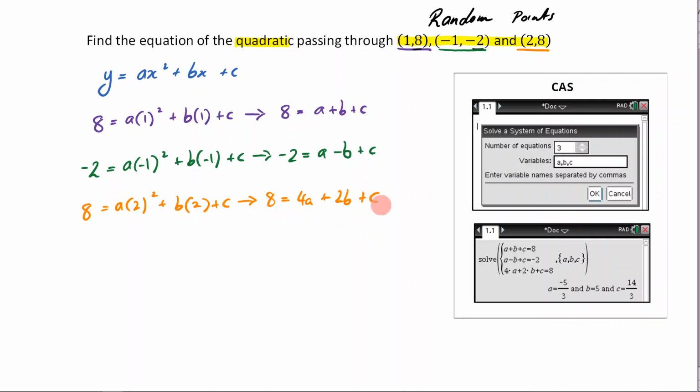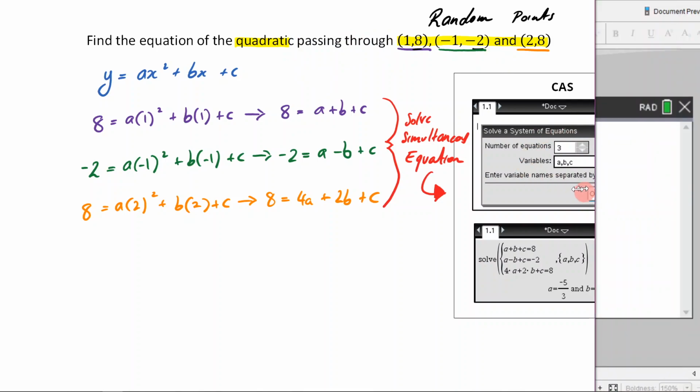Perfect. Once we've done that, what I'm now going to do is use my CAS calculator, because what I've created here are simultaneous equations. So we're going to solve the simultaneous equations with the CAS. So if you were ever given 3 arbitrary points and asked to find the quadratic, you would be given your CAS calculator as well. So let's now give this a go.